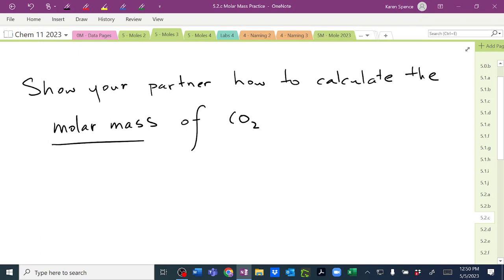It's really hard to do without your periodic table. You need to have a periodic table, unless you've memorized some of the information.